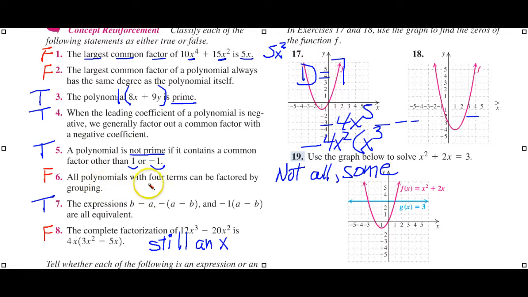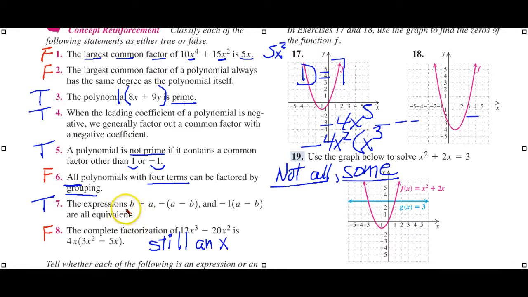Now, when we have 4 terms, we consider factoring it by grouping. So not all, but some of the polynomials with 4 terms can be factored by grouping. Here they're saying all. That's what makes it false.